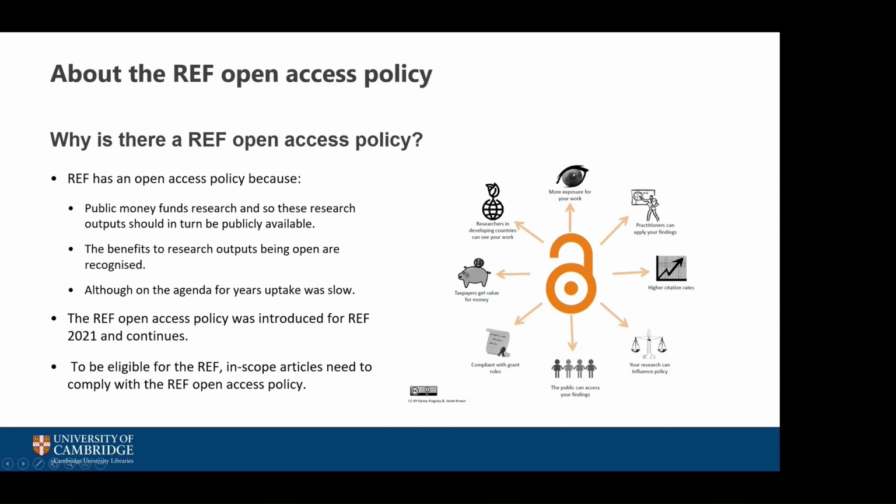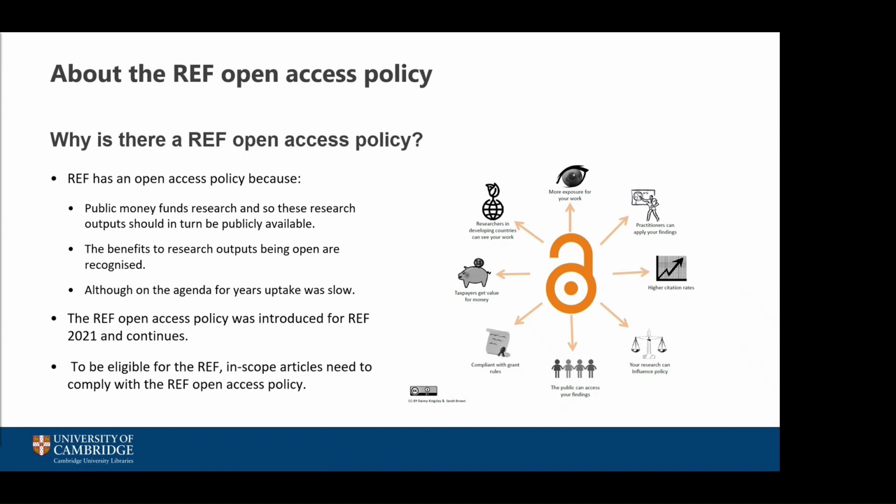REF has an open access policy because higher education funders use public money to fund research, and they believe that these research outputs should in turn be publicly available. They recognise the benefits to research outputs being open, such as increased access to knowledge, transparency, and efficiently converting research into practice and innovation. Open access was on the agenda for years, but uptake was slow, so the funders decided to embed openness as business as usual in research.